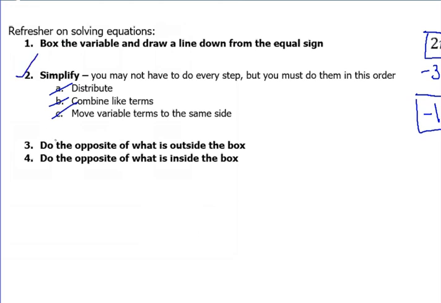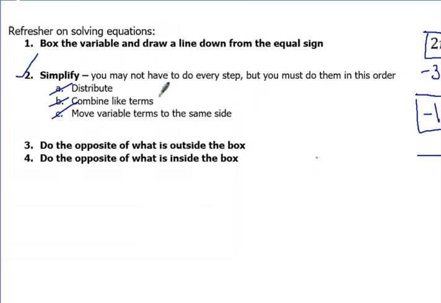Step 3, do the opposite of what is outside the box. So here's my box. I have plus 12 on the outside, so I'm going to do the opposite, which is minus 12. So that leaves me with negative 1m, because 12 minus 12 is 0. And then negative 31 minus 12 is negative 43.